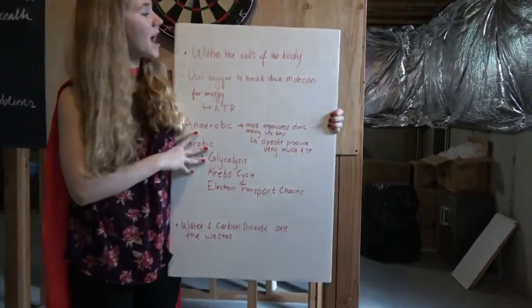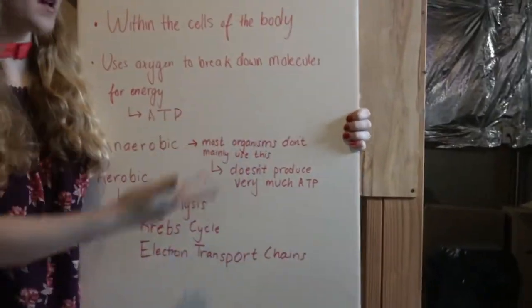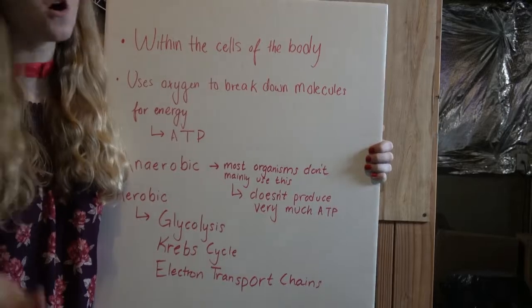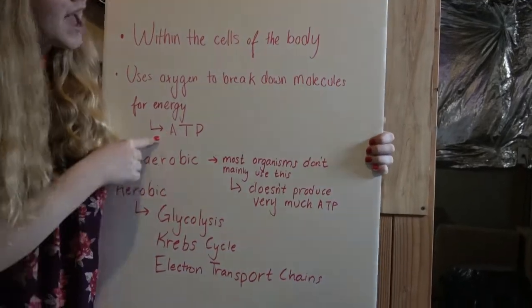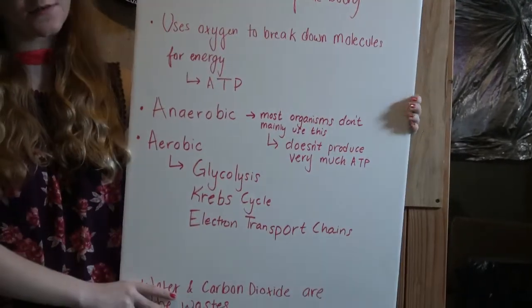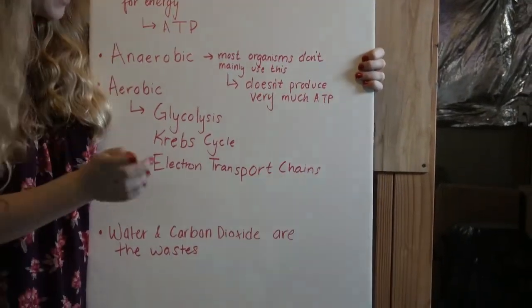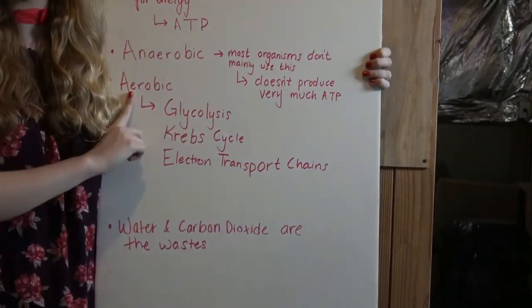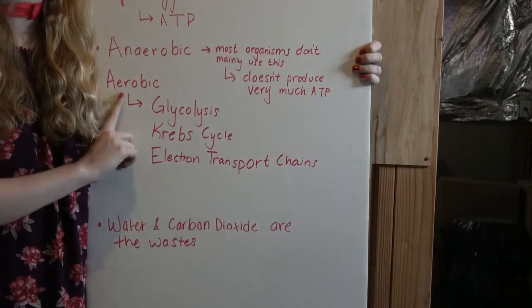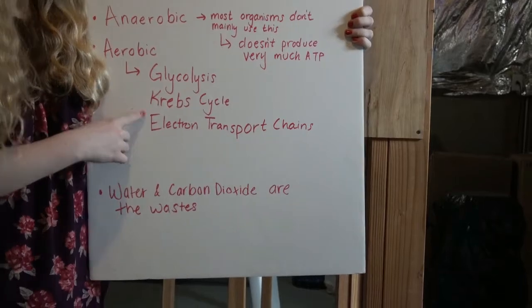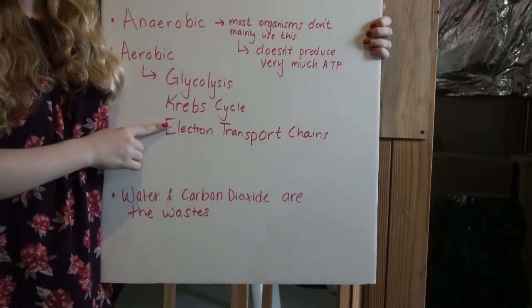Internal respiration happens within the cells of the body and uses oxygen to break down the molecules for energy, or adenosine triphosphate, ATP. There are 2 kinds of internal respiration: anaerobic, which does not use oxygen, and aerobic, which does. Aerobic respiration occurs in 3 stages: glycolysis, the Krebs cycle, and the electron transport chain.